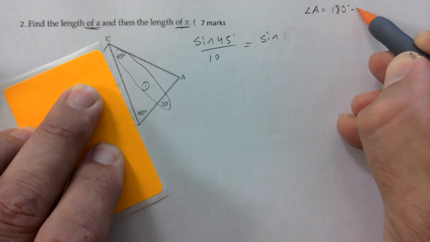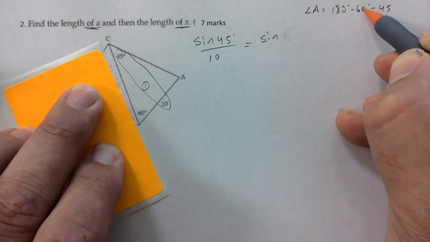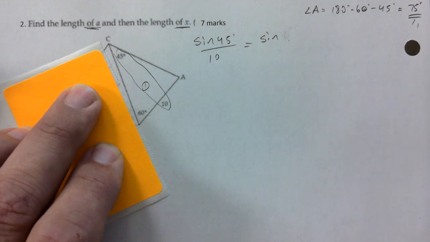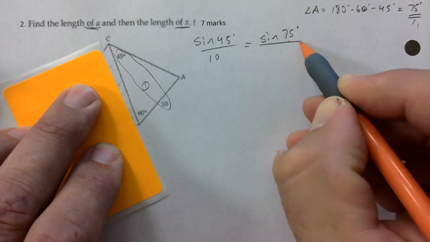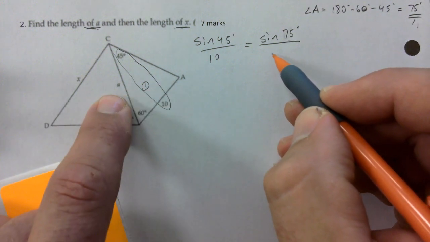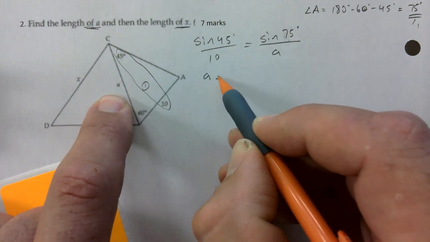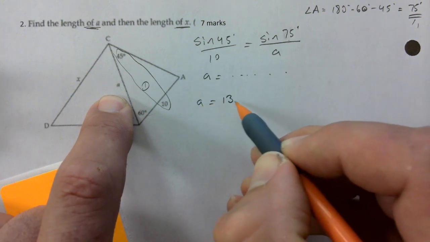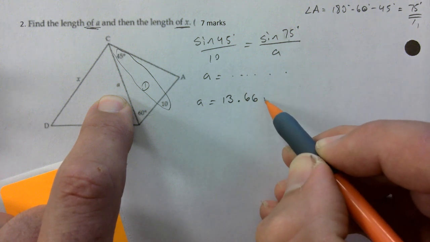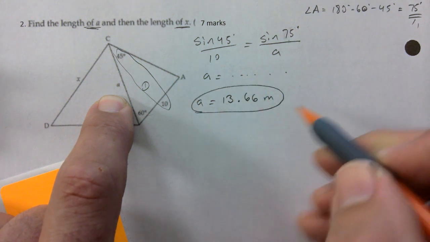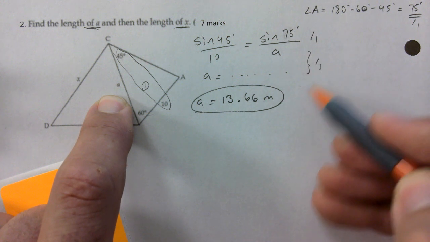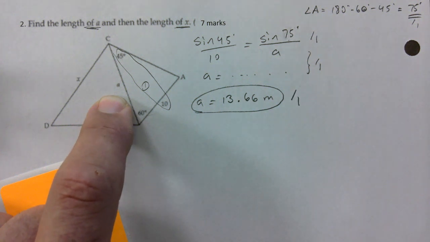180 minus 60 minus 45, that is 75. You get 1 mark for that. 1 mark for having that 75 there. So it's sine of 75 over side A, which is what we want. I will spare the details here. So A is a bunch of work, and that gets you 13.66 meters. So 1 mark for sine law, another mark for the work, and another mark for the 13.66.